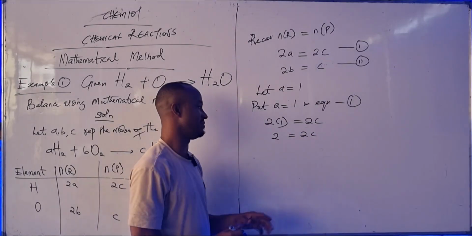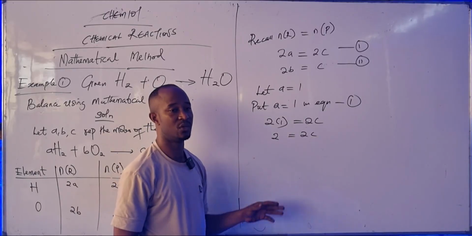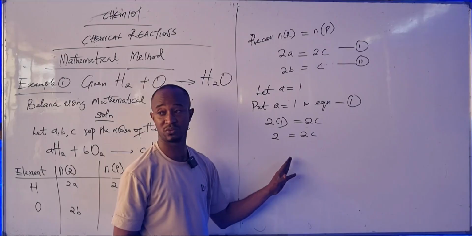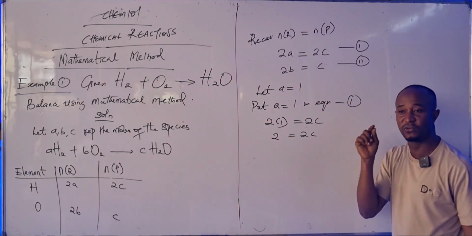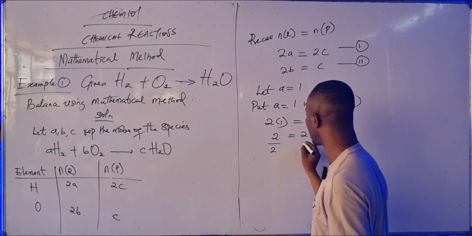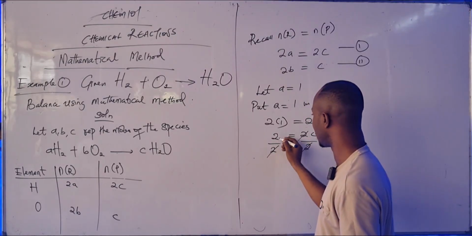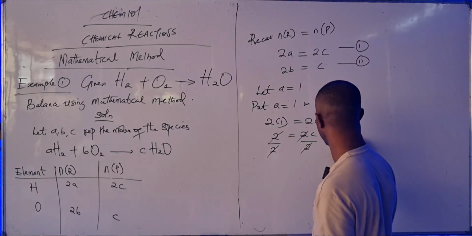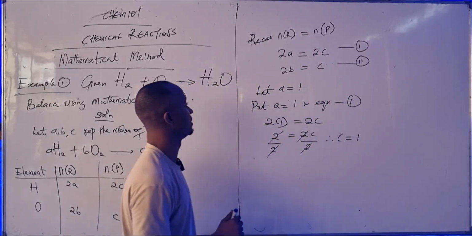Now, in mathematics, to solve for C, what do we do? We divide both sides by 2. For me to solve for C, I have to look for a means to eliminate this 2. So I will say divide both sides by 2. So 2 can go with 2. What's our C here? C is 1. Now we have gotten C as 1.